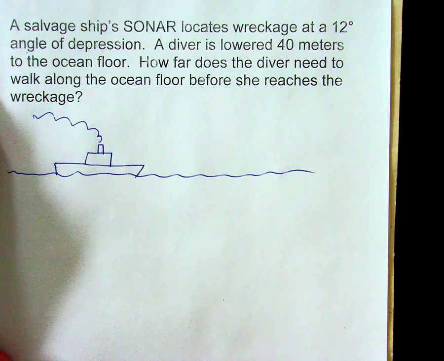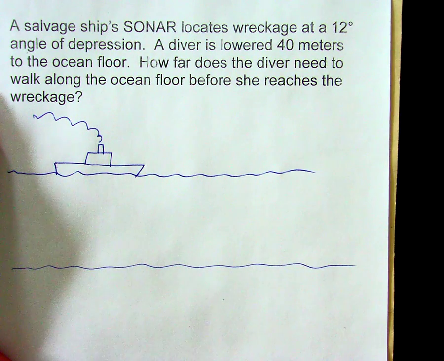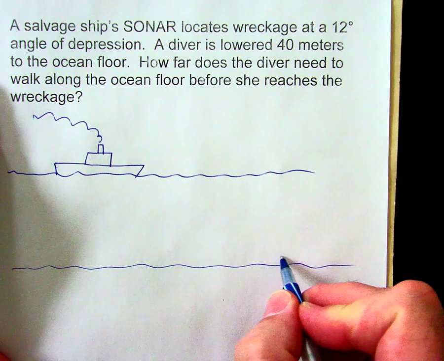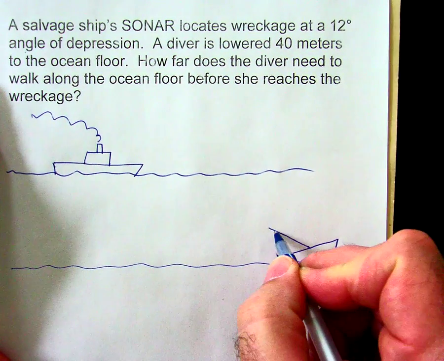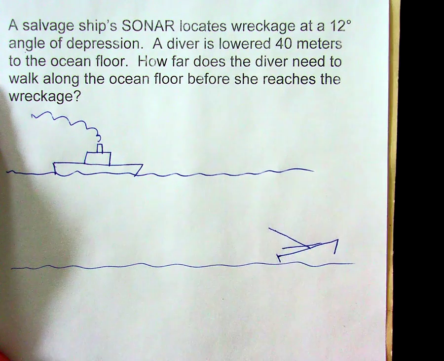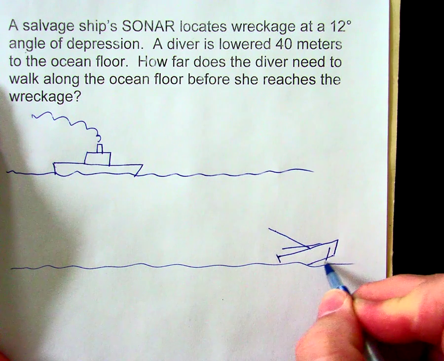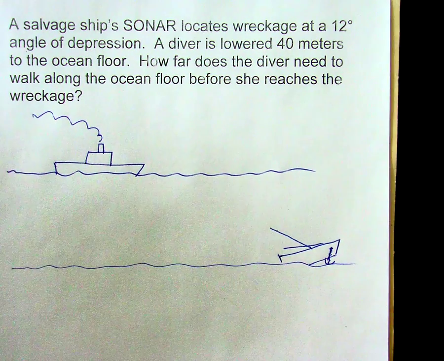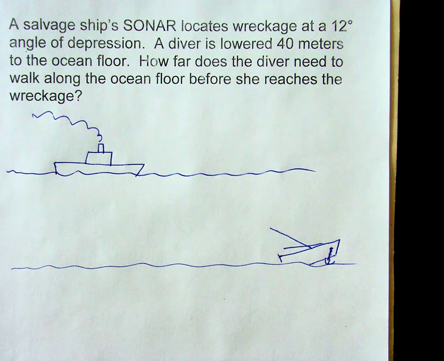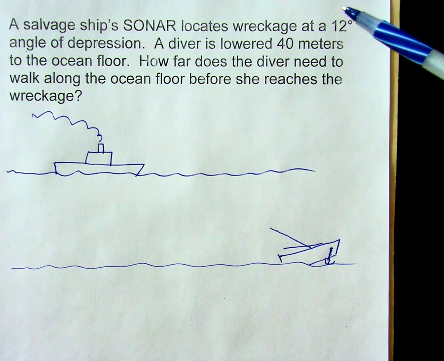Okay, and you have the ocean floor below, and you have some wreckage. So maybe this was an old sailing ship. So the masts are all twisted and everything, and here's the chain for an anchor. Okay, and we know that that ship is sighted by the sonar at a 12-degree angle of depression.